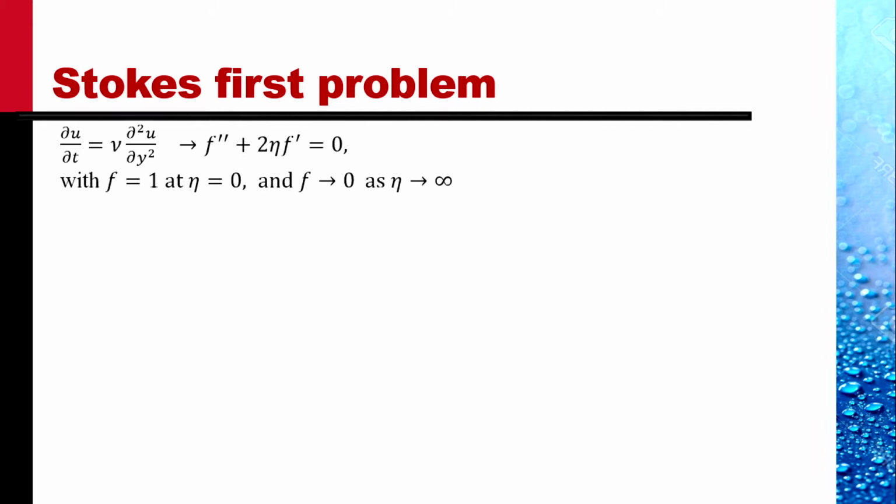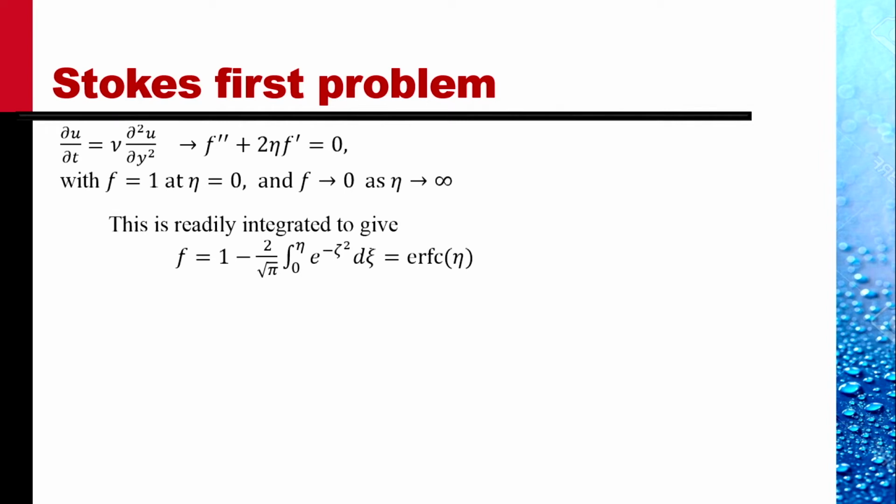This equation is readily integrated to give f equal to 1 minus 2 over the square root of pi times the integral from 0 to eta of e raised to the power minus zeta squared d zeta. And this is recognized as the error function, or rather the complementary error function, erfc of eta. F is the complementary error function of eta.